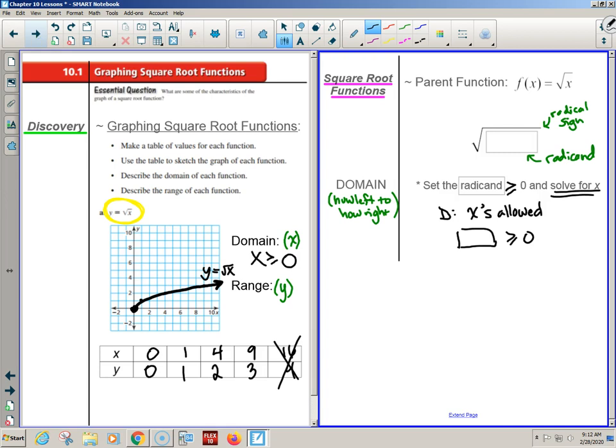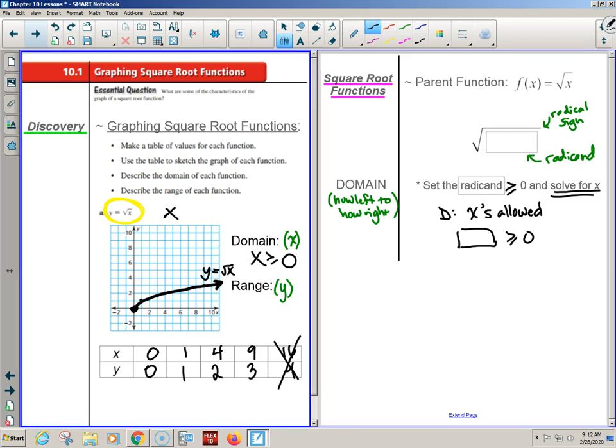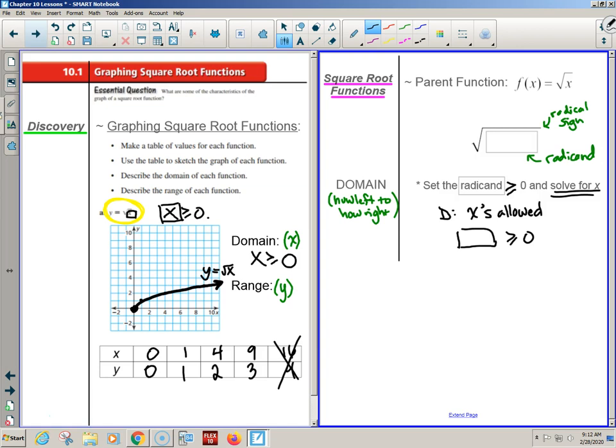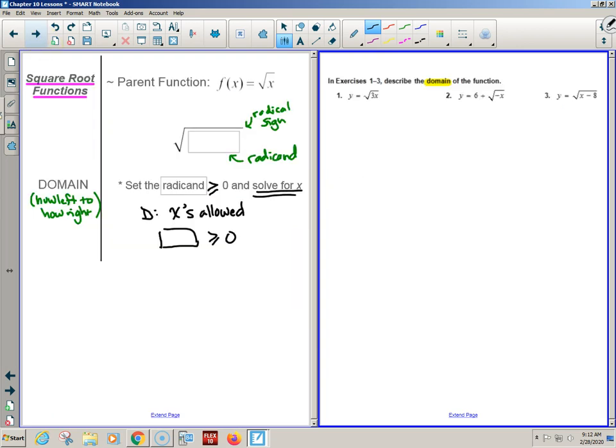Now, in letter A, that wasn't a big deal. Who was underneath the square root to begin class today? X. So when I say set the radicand, who's underneath the square root, greater than or equal to 0, we were already done. X was already alone. We took our radicand, who was x, put him greater than or equal to 0, and we were done. But is that going to be so easy in all the problems?